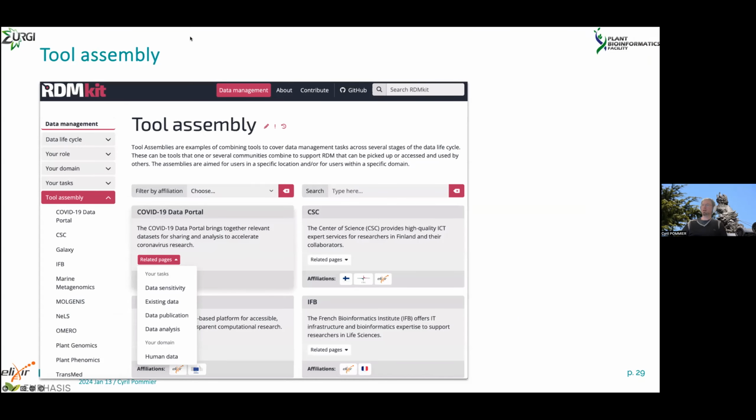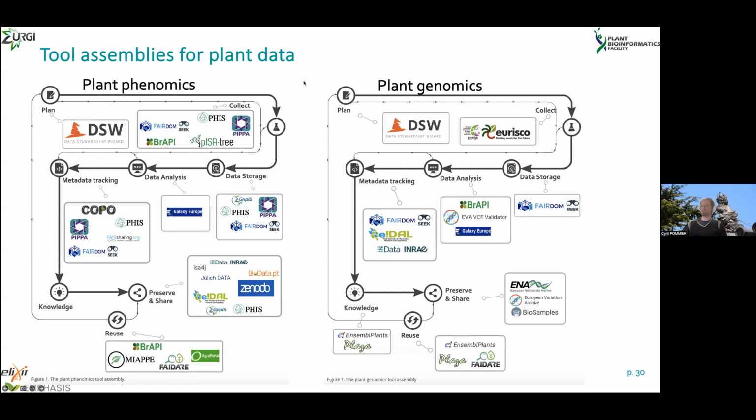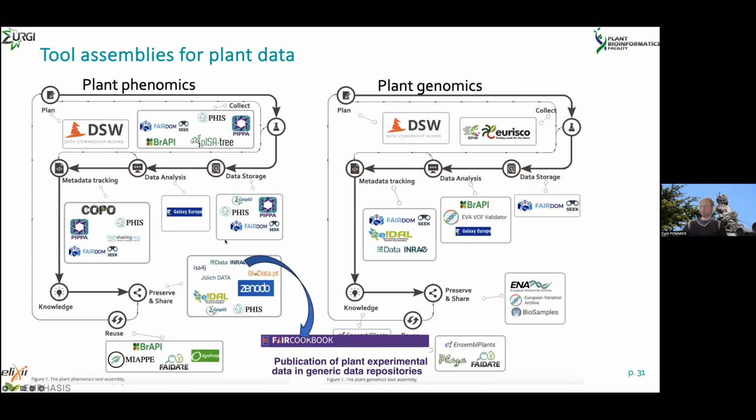assembly. Tool assemblies are a way to make different systems and standards work together for a given purpose. For instance, you've got one plant phenomics and one plant genomics tool assembly available in the RDM kit. Each of those tool assemblies gives the possibility to link from the RDM kit to the recipe detailed in repositories, such as, for instance, a FAIR cookbook in that example.